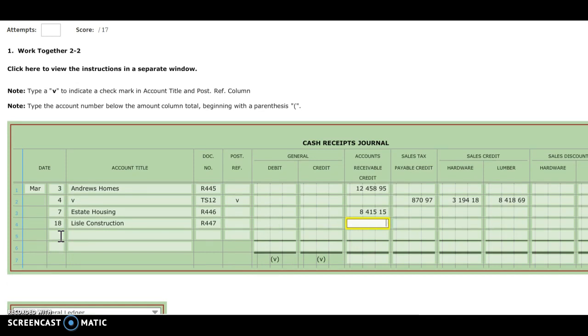Okay, we're going to do the same thing that we did last time. We're going to look at how much they owed us initially. So that first sales invoice was for $2,473.61. Then there was a credit memorandum of $325.51, so we're going to subtract that, so minus $325.51. So what they owe us now for our accounts receivable credit is going to be $2,148.10.